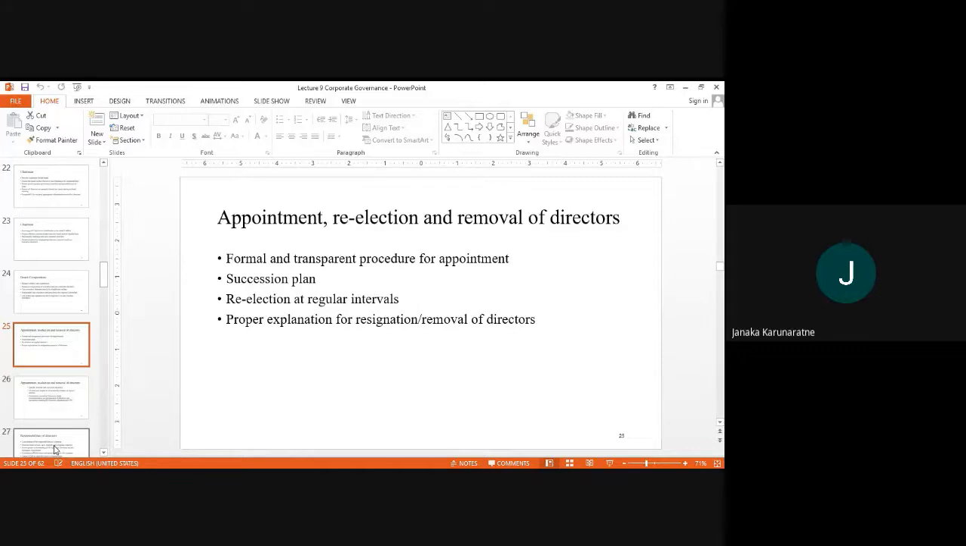Re-election at regular intervals, of course, subject to the relevant laws. Okay, if you are eligible for re-election, that has to be done on a regular basis. Proper explanation for resignation, removal of directors. Whenever the company wants to remove a director, there must be a proper explanation.